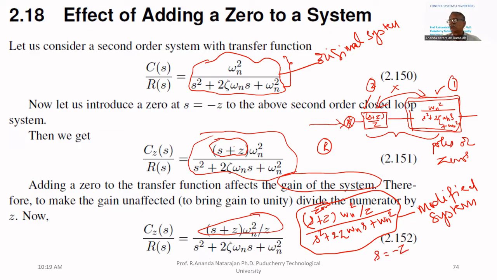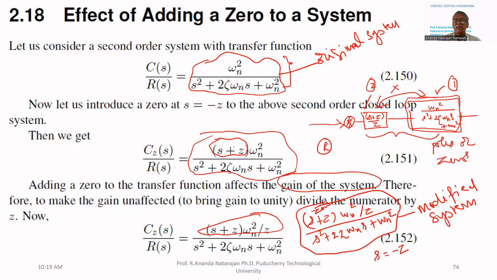Z may be 1, 2, 3 like that. A zero is added. What is meant by zero? Roots of the numerator polynomial are called zeros. What is meant by pole? Roots of the denominator polynomial.